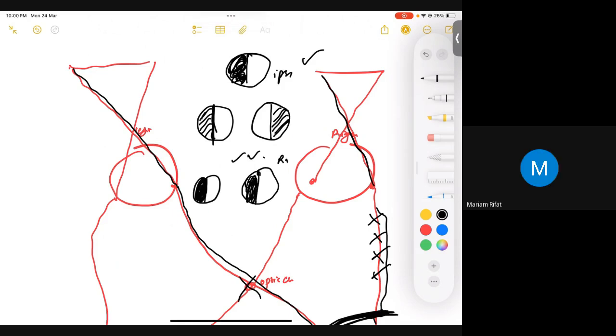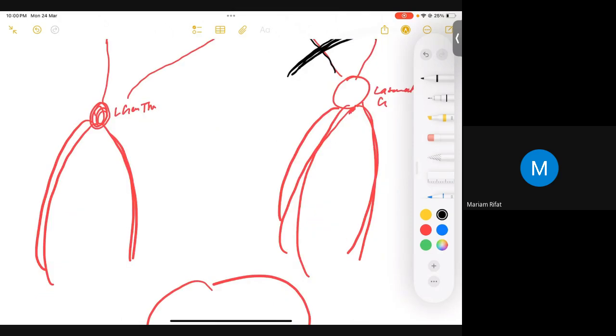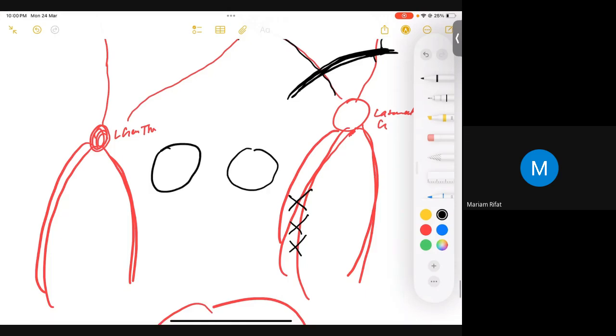Homonymous quadrantanopia, right? Okay. Homonymous hemianopia. Right homonymous hemianopia. Okay, perfect. If you are going to have problems with the superior fibers, that is the Meyer loops, then we are going to see quadrantanopia, right?